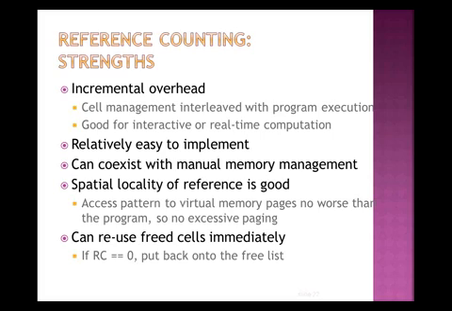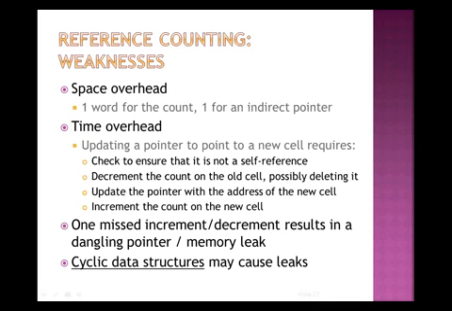Then it is relatively easy to implement, and easy to coexist with manual memory management. So this is automatic memory management, and it also cooperates with manual memory management, that is, with the help of explicit allocators. Then spatial locality of reference is also good in this. Then it can also reuse the freed cells immediately. That is, put the free cell in the space and allocate the memory in the free cell immediately.